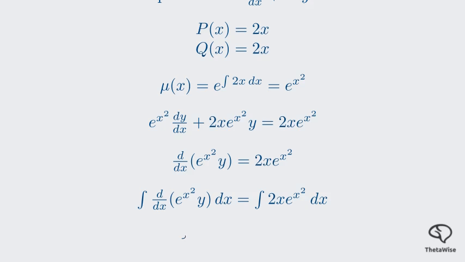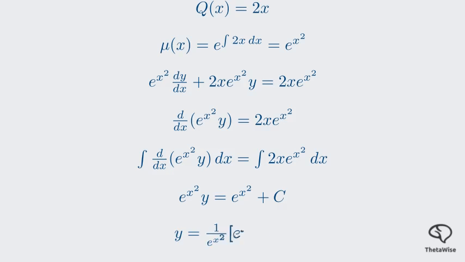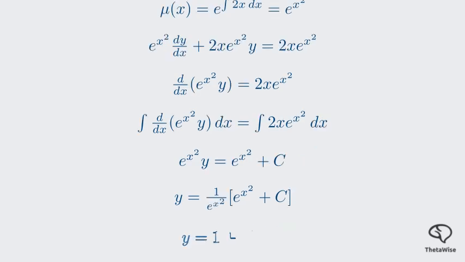Integrating the left side gives e to the x squared times y. For the right side, we can use a simple u substitution. Let u equal x squared, so du equals 2x dx. The integral becomes the integral of e to the u du, which is e to the u, or e to the x squared. So the right side is e to the x squared plus c. Finally, we solve for y by dividing by e to the x squared. Our general solution is y equals 1 plus c times e to the negative x squared.